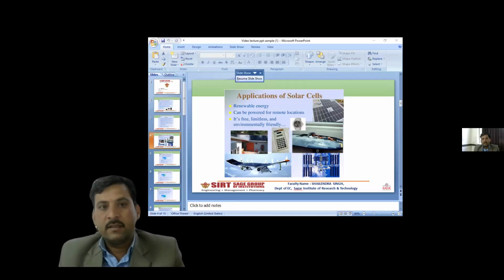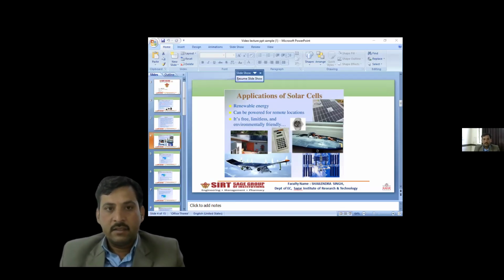What is solar cell? Solar cell is also known as photovoltaic cell. सोलर सेल क्या होता है? जो इलेक्ट्रिकल एनर्जी हम यूज करते हैं वो हमारी सोलर एनर्जी को इलेक्ट्रिकल एनर्जी में कन्वर्ट करता है। इसको हम ऐसे भी बोल सकते हैं, a device that converts light energy directly into electricity.